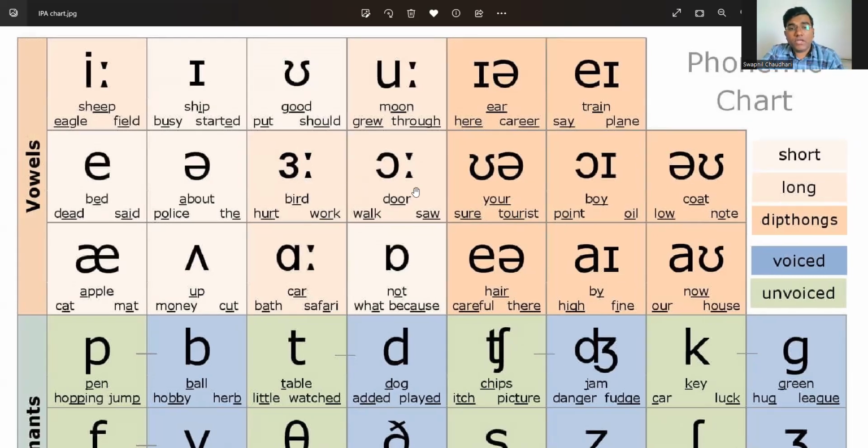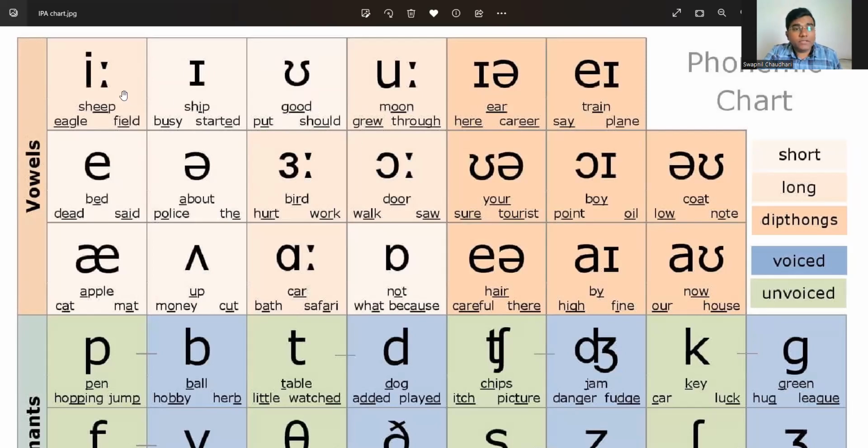And then we have the aw sound, like door, walk, saw, that aw sound. Kind of a long aw sound. So this is represented by this. It's kind of an inverted C, or a mirror reflection of C with a colon sign. That represents the aw sound, like walk, saw, right?